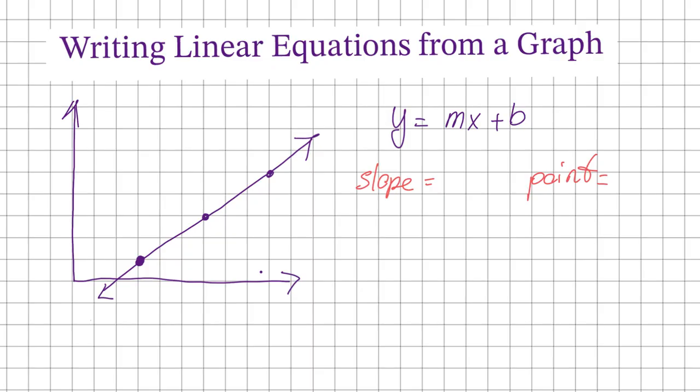Okay, so we're going to use the slope first. So I'm going to find the slope. This is rise over run. So we're going to rise 1, 2, over 1, 2, and 3. So my slope is 2 over 3. It is a positive slope, so I'm just going to leave it as is.